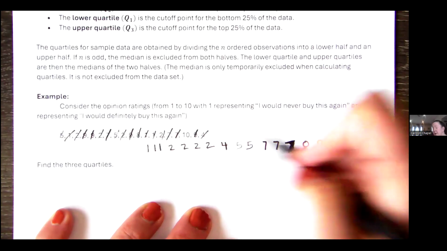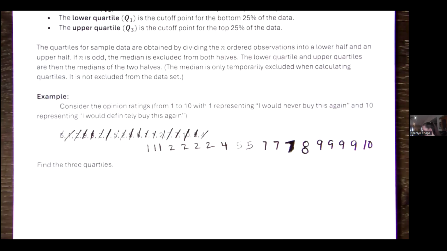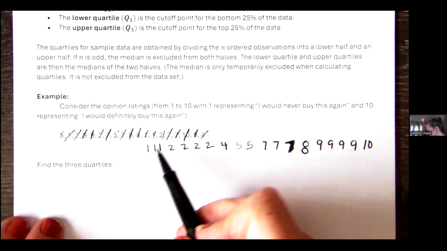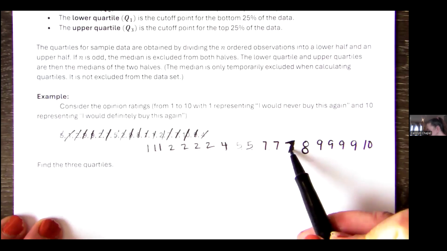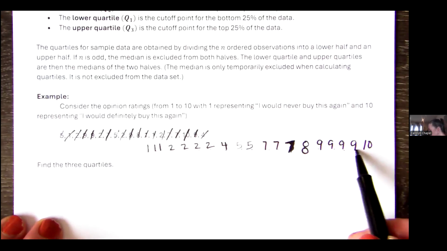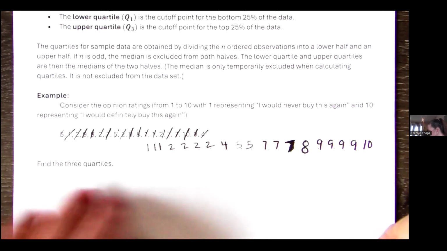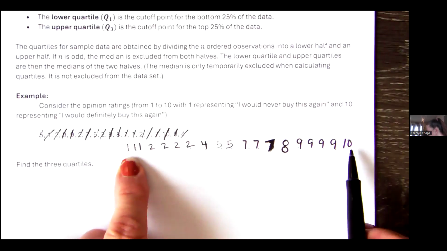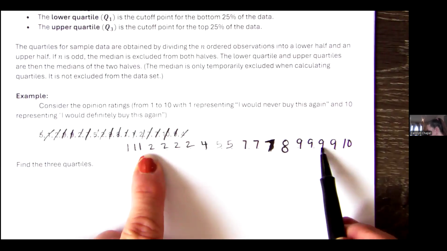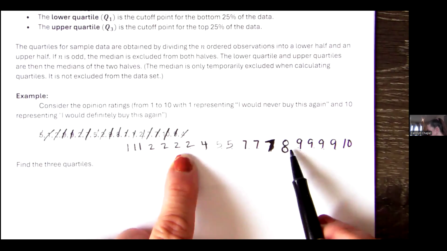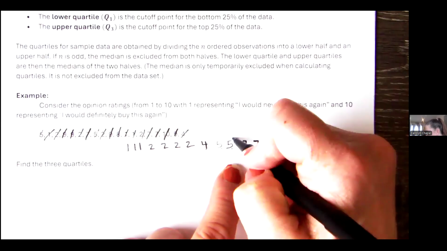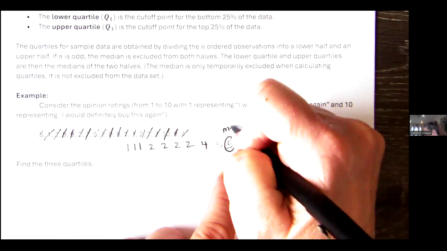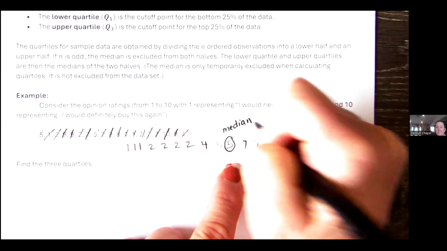And then the number 10. Okay, so we're going to divide this into our quartiles. We have 19 data values. So I'm going to first find my middle. Counting to the 10th value, here is my middle. So that's my median. It is also my second quartile.